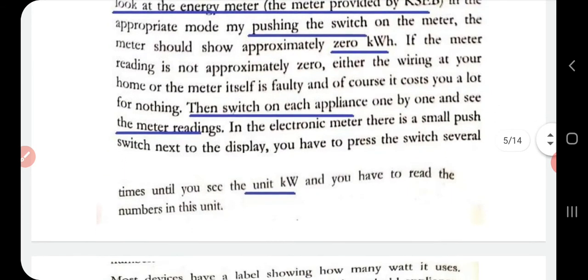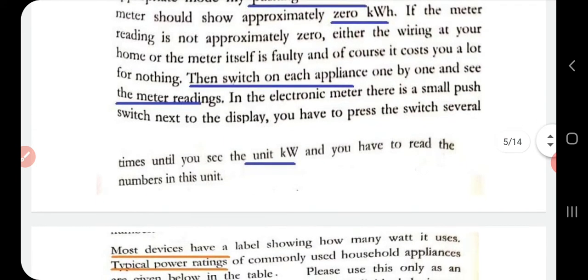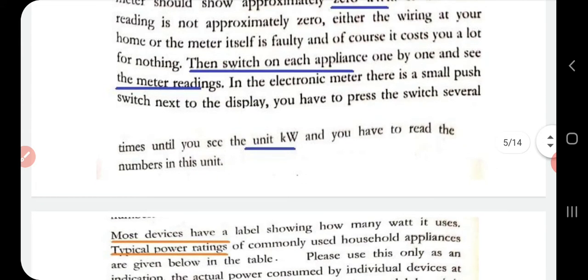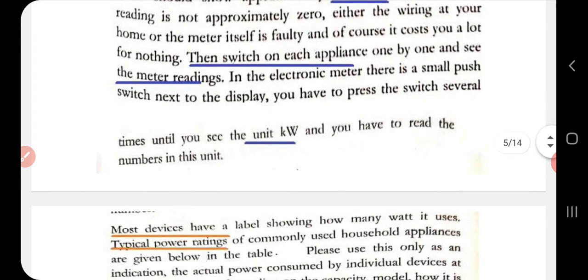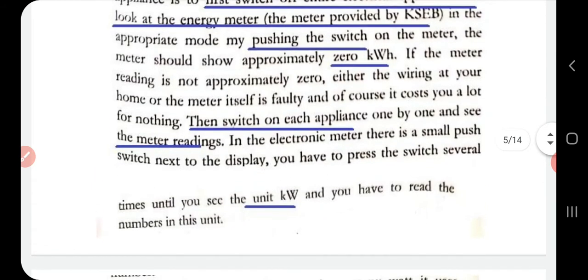Then if the meter is not reading approximately 0, either the wiring or the meter in your home will be faulty, that is, it will be defective. Then in that case you switch on each appliance. After that, you switch on each appliance one by one and see the meter reading.